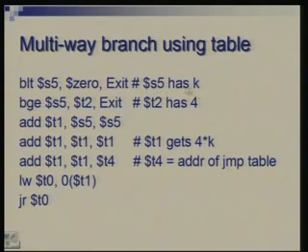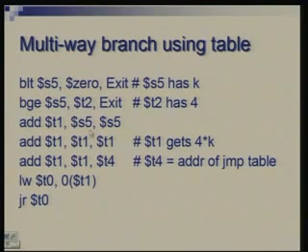Assuming that S5 contains k, first it is compared with 0. If k is less than 0, then I skip. Second comparison is made against 4. If this is greater than or equal to 4, again I exit. So, label exit would be somewhere at the end here, I have not shown it.